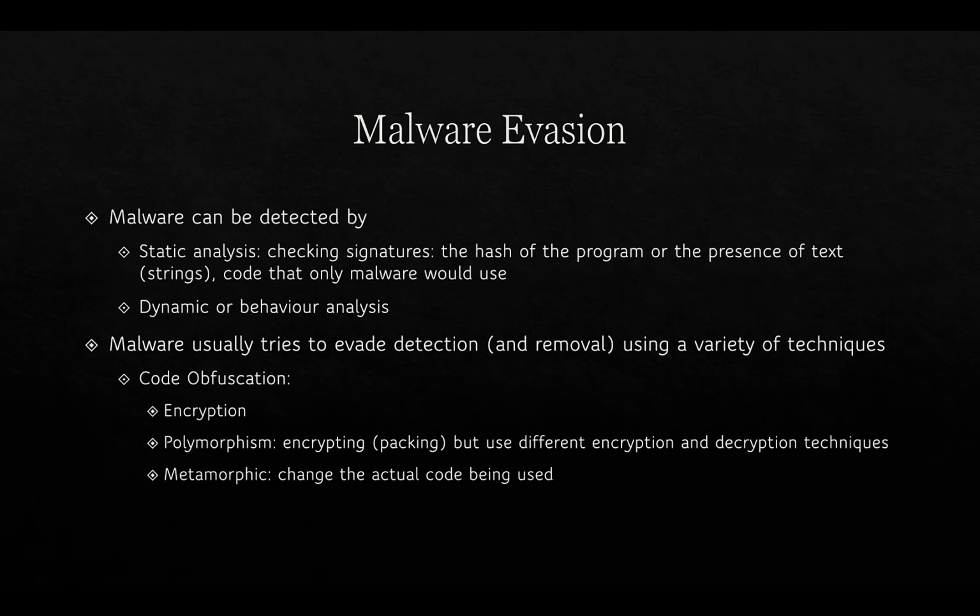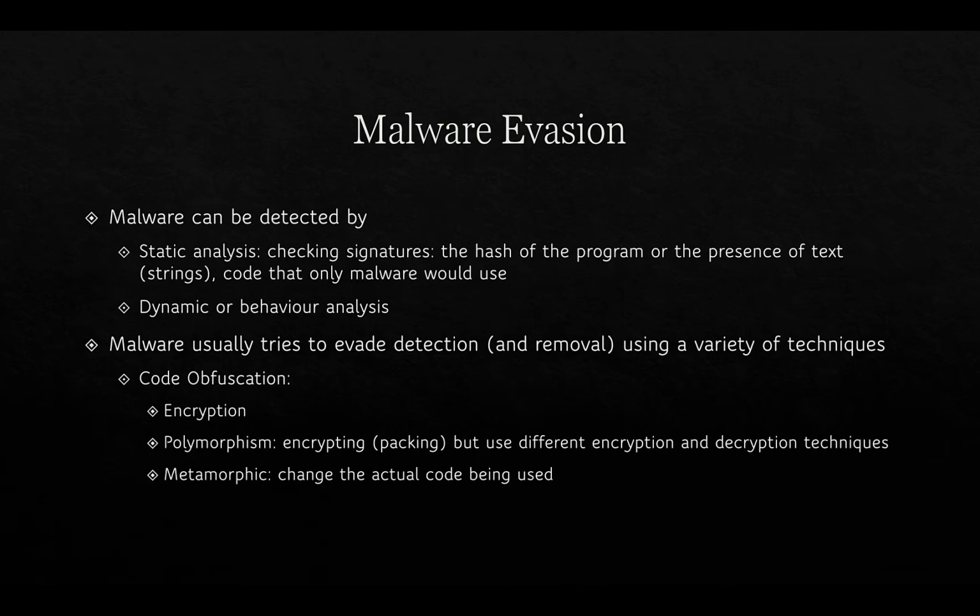Another approach is to look at dynamic or behavioral analysis of the malware. This is looking at what normally happens on your system and then searching for anomalies. A number of suppliers of anti-malware software are now looking at using machine learning and AI techniques for looking for anomalous behavior or behavior that's typical of malware.